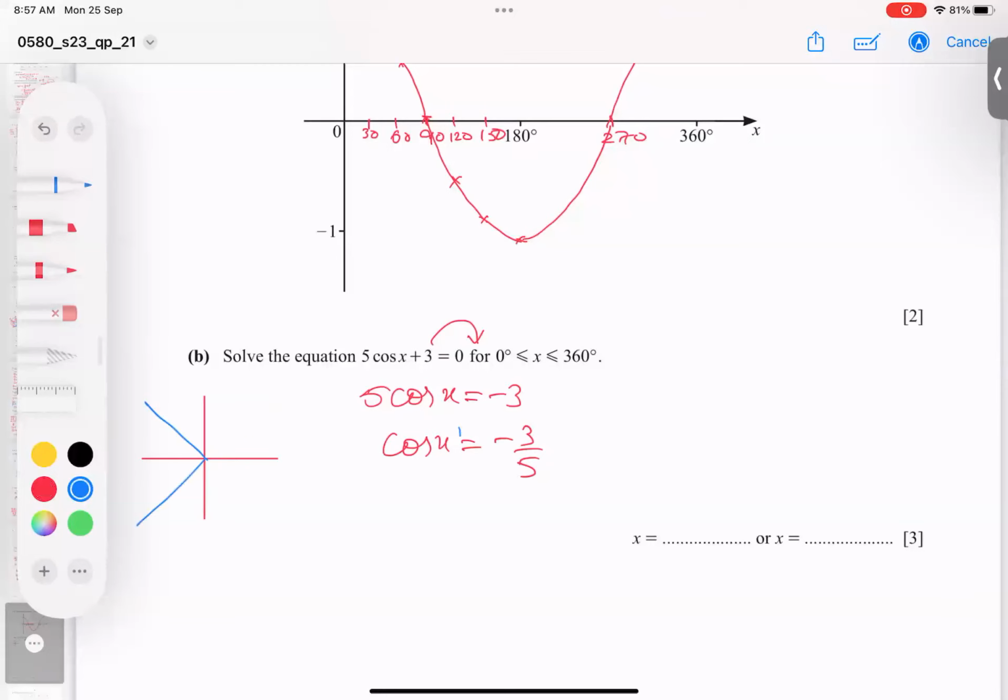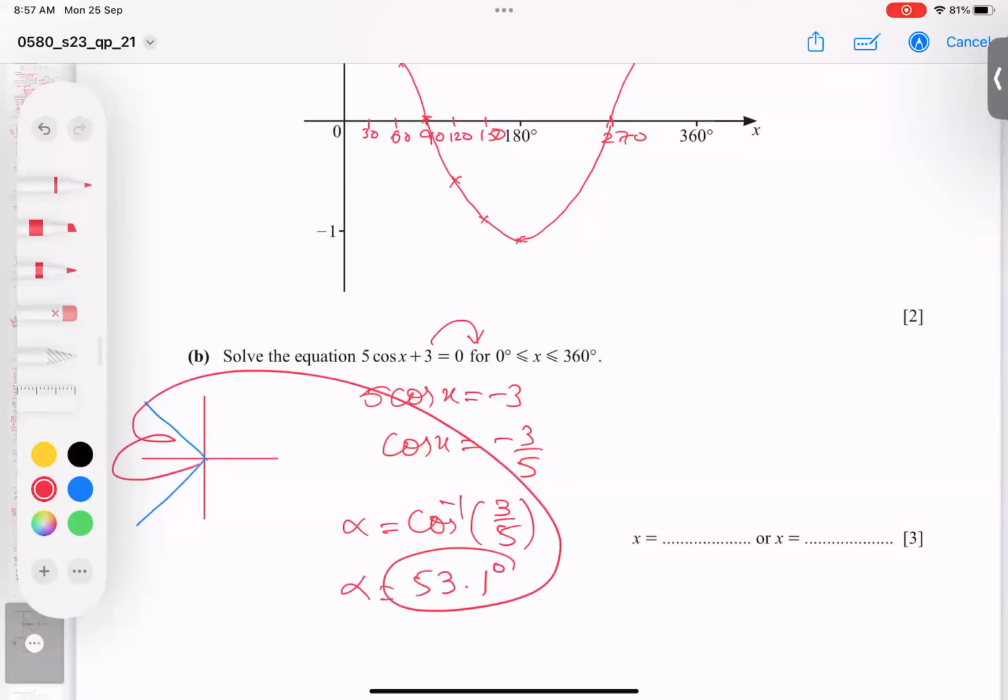So I will not take x for a while. I will take this as alpha, and cos will go there. And please don't type the negative with the value in the calculator, okay? When I type cos inverse of 3 by 5, it is giving me alpha angle 53.1 degrees. And for your knowledge, this angle here and here, I'm writing 51.3 here and 51.3 here.